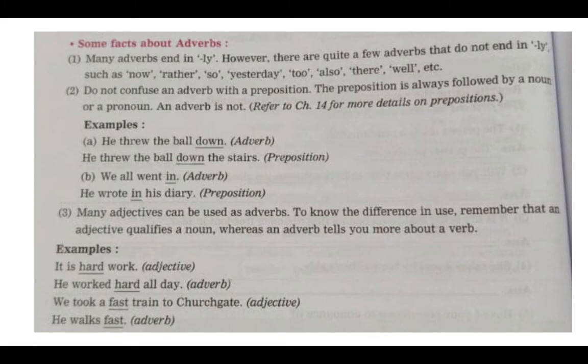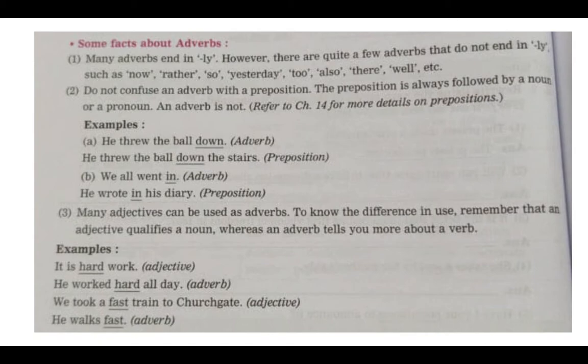Now, do not confuse an adverb with a preposition. What does a preposition do? A preposition is always followed by a noun or a pronoun. Correct? Because it has to give the relation between what is happening. But with an adverb, the sentence can end with the adverb and still make sense. For example, he threw the ball down. Down becomes your adverb. He threw the ball down the stairs. Then that becomes your preposition. All right, so do not confuse an adverb with a preposition.